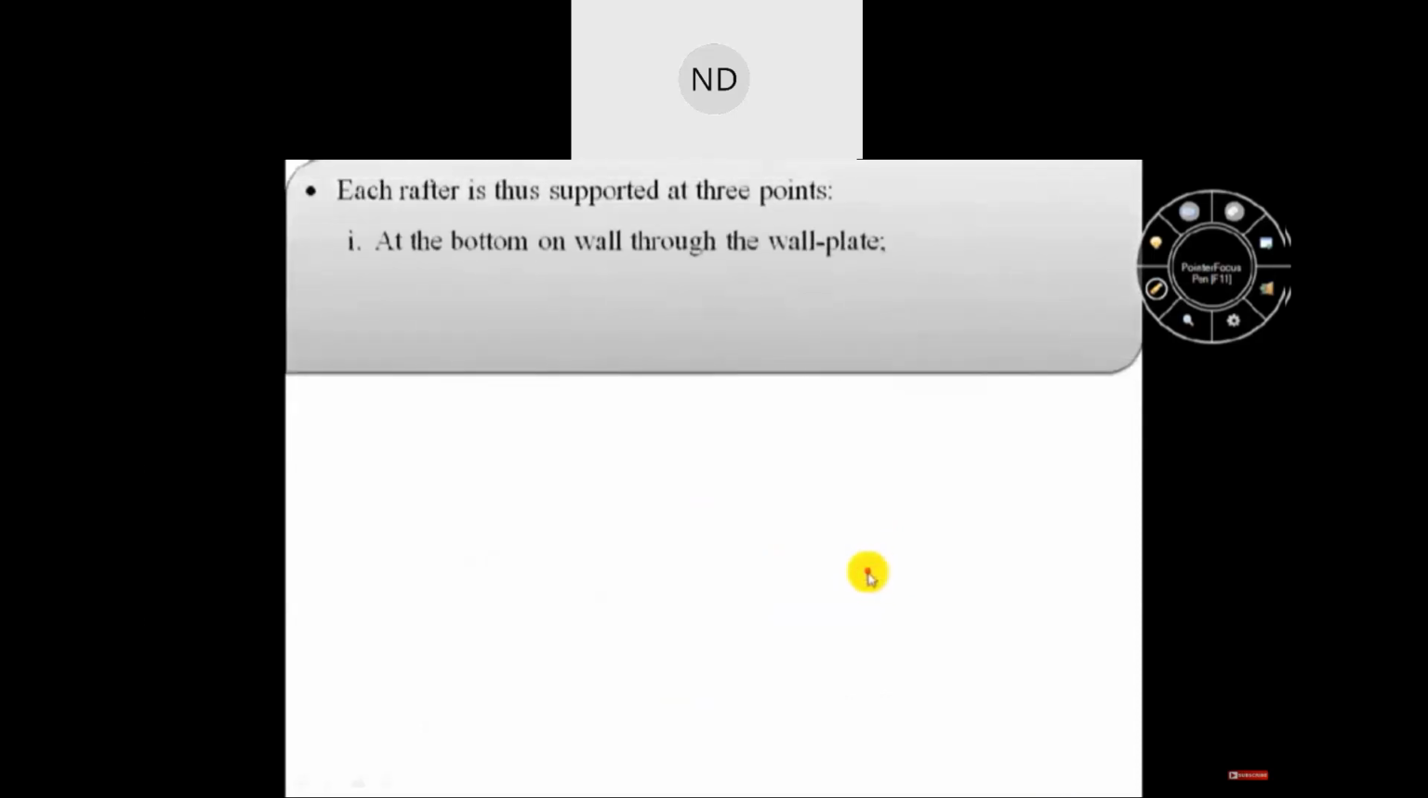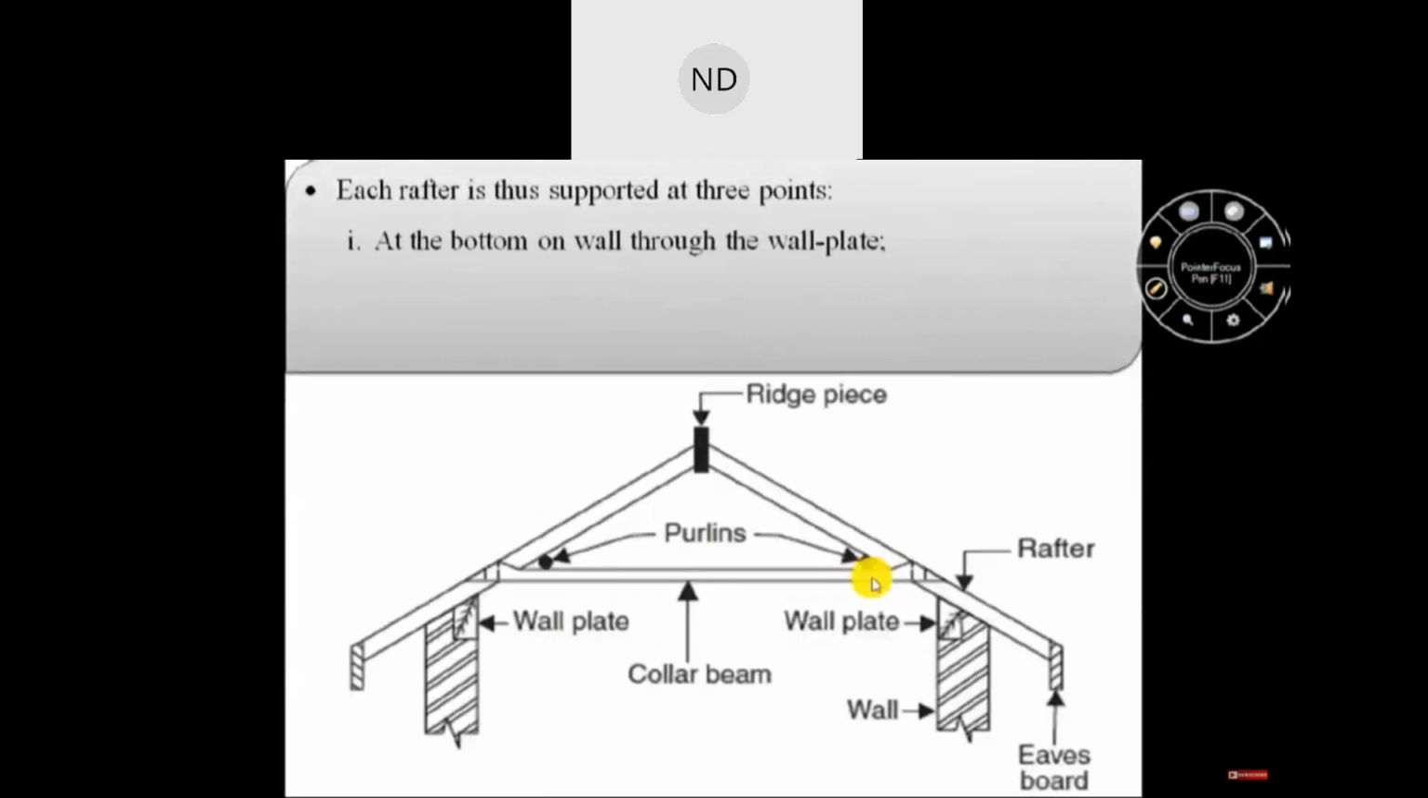Each rafter is thus supported at 3 points. In this image we can see the first point is at the bottom of the rafter, on the wall, at the wall plate as shown in this image. The second point, see in this image, is at the top by the ridge beam, and the third point is at the center by a purlin.